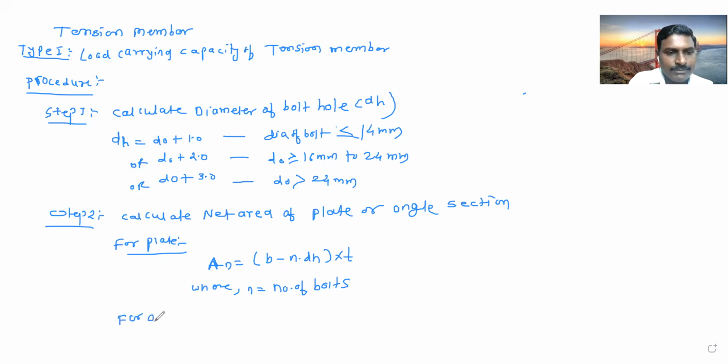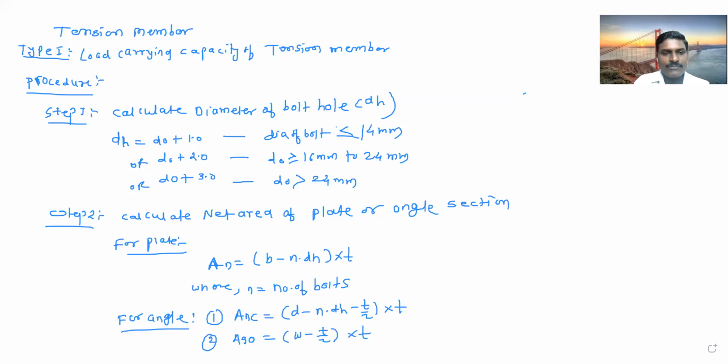Then how to calculate net area for angle? For angle we have to calculate two areas, that is Anc and Ago. So Anc we can calculate as (A minus N into DH minus T by 2) into T. In this way we can calculate Anc. And the second area we have to calculate, that is Ago, equal to (B minus T by 2) into T. So these are the two net and gross areas we have to calculate in the formula of rupture of critical section, that is TDN.